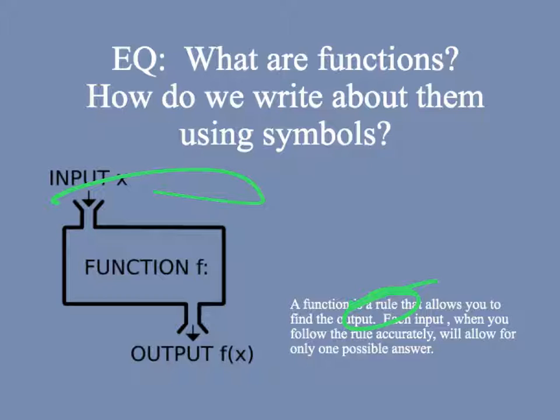And we've talked about the fact that whatever number you put in, you follow the rule, and then the output is a function of whatever input you put in. What happens as the output depends on the input. So that's what a function is.